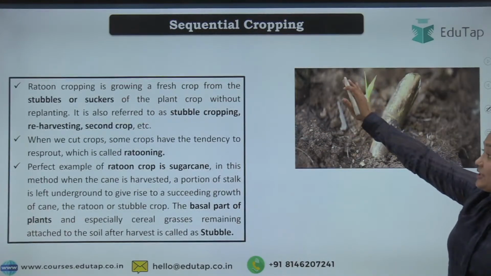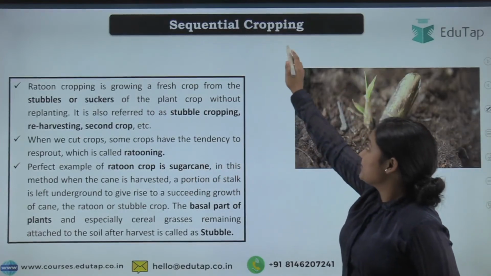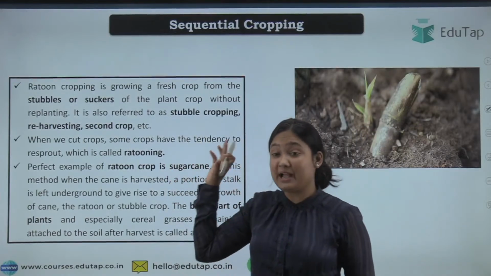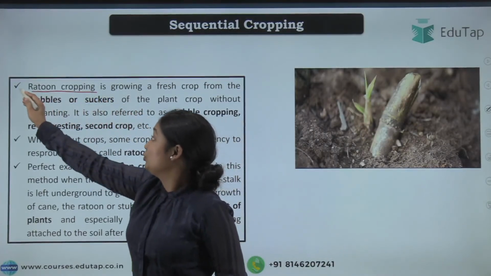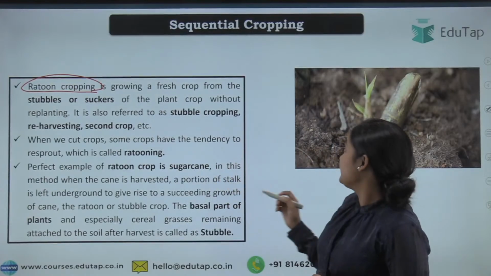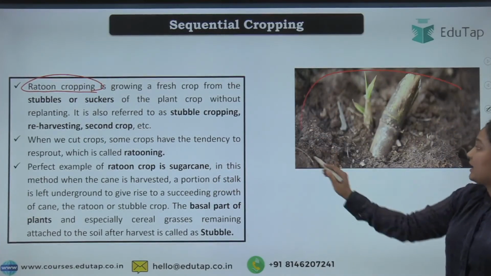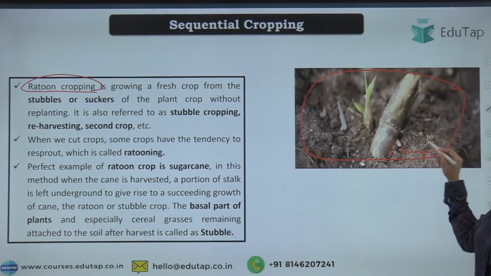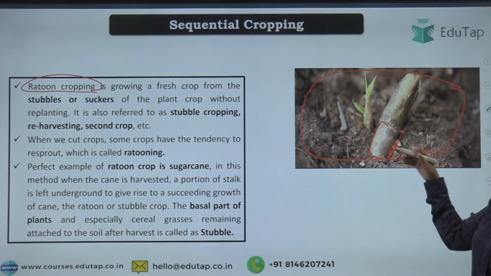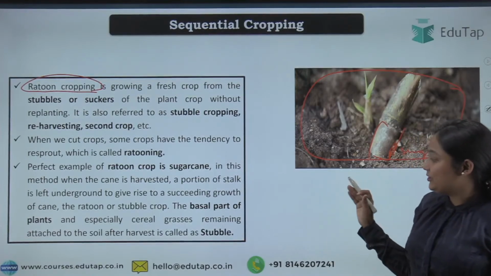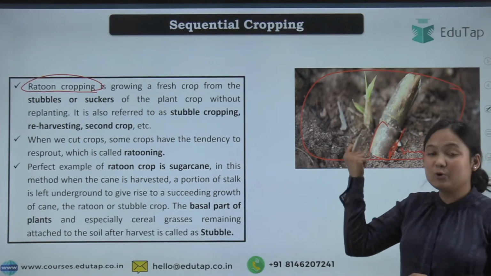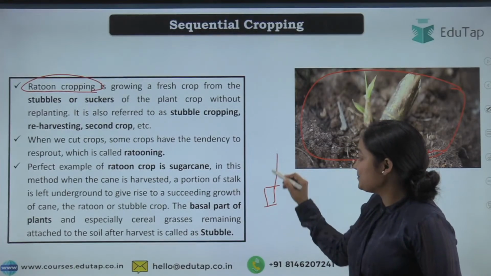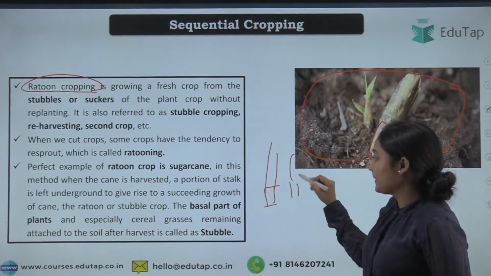Now moving to sequential cropping, it can be of different types, but the most important one, which appears in your exam, as we will discuss, is ratoon cropping. So what is ratoon cropping? This is your land and you have cultivated, suppose, sugarcane here, and now your sugarcane has come to the age where you can harvest it. But you won't uproot the plant. You will leave some part of the plant and this particular part will regrow.